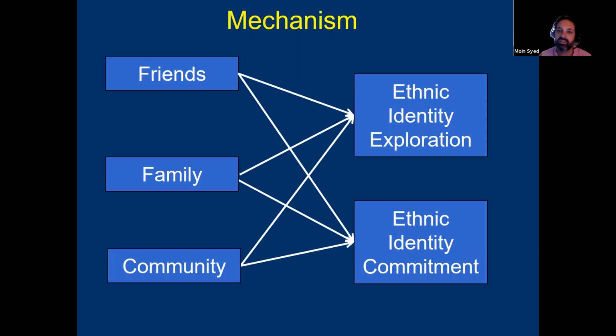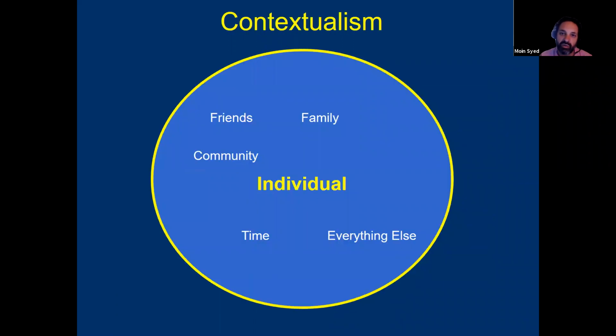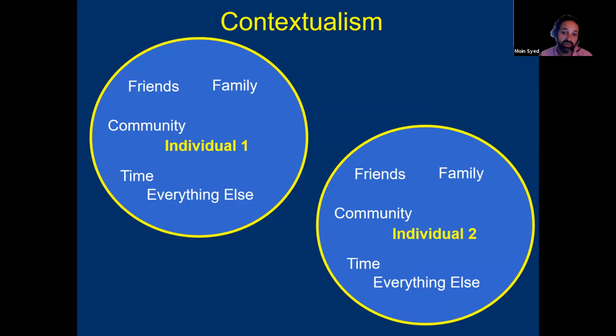Different kinds of emphases. And then finally, contextualism: you can look at individuals and look at the role of family, friends, community, time, and everything else, really. There's nothing that's out of bounds when looking at contextualism and how they all interrelate and are interconnected with one another. And you could do this for multiple individuals, looking for similarities and differences across them.